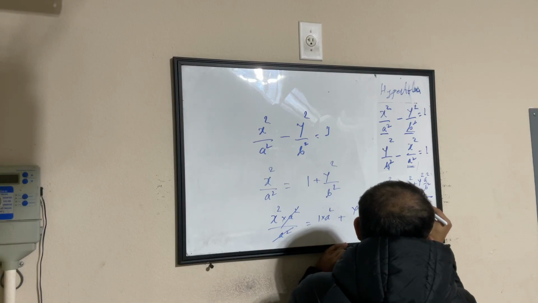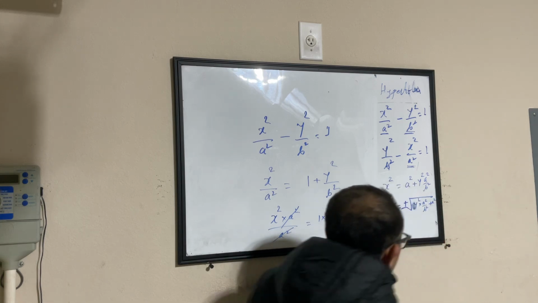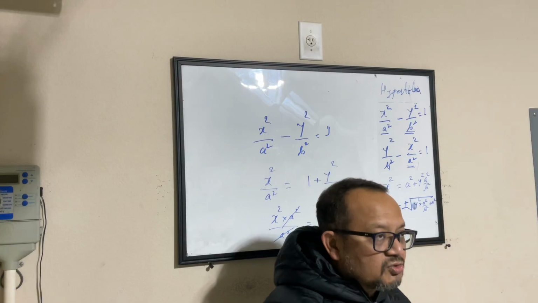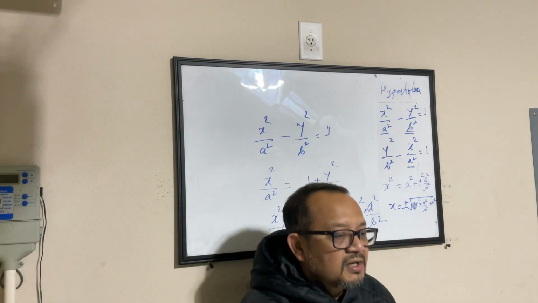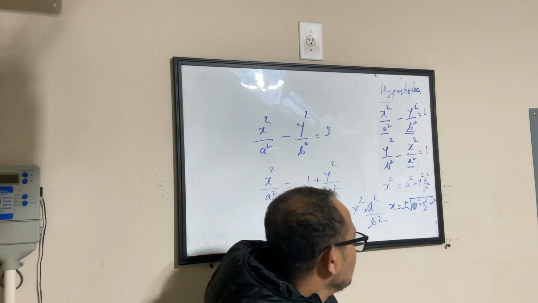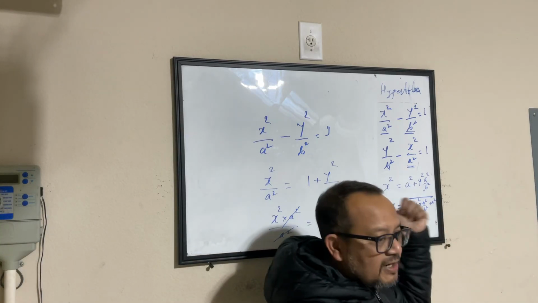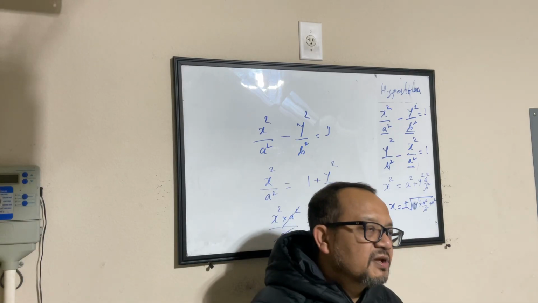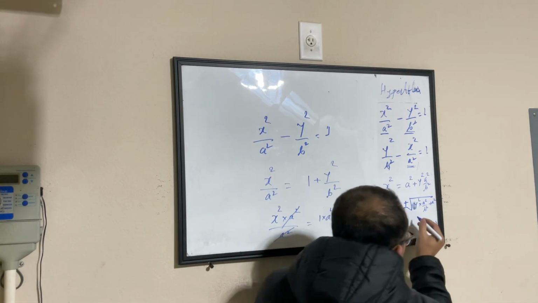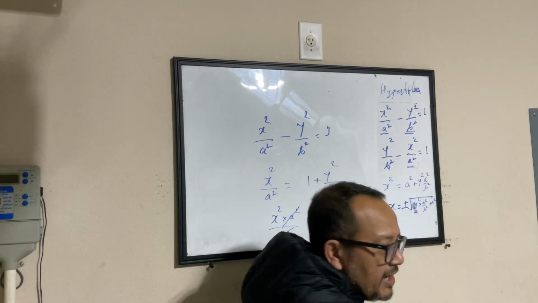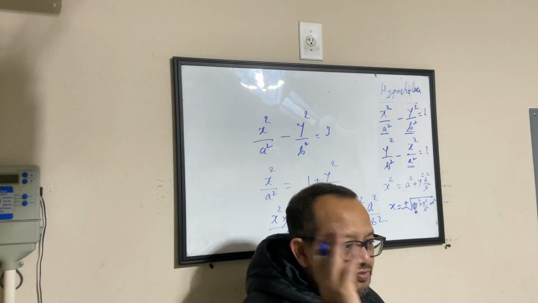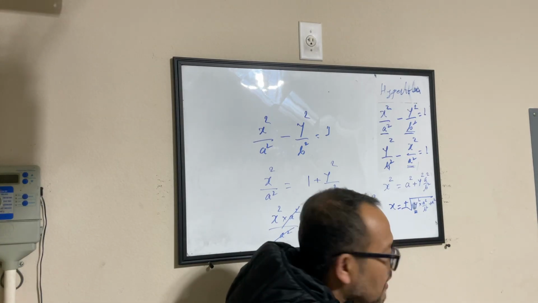Y squared times a squared by b squared plus a squared. Now if you look at this equation, when I was talking about the asymptote, what do we mean by that? A value of x or y for which the corresponding value goes towards infinity. Or, if I'm looking at y as a value which is tending towards infinity, what will be my corresponding value of x?